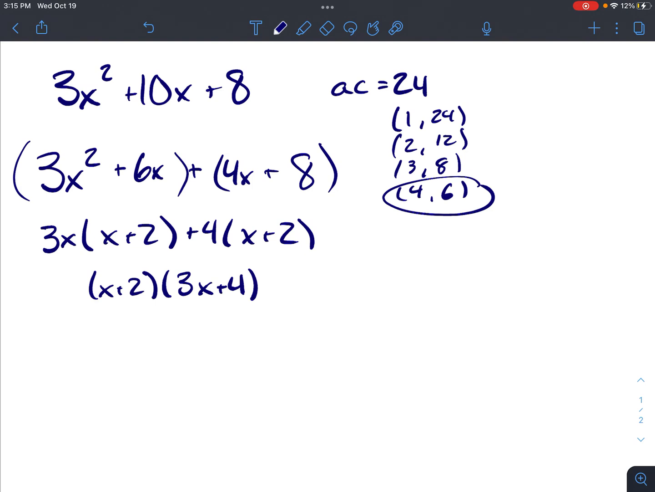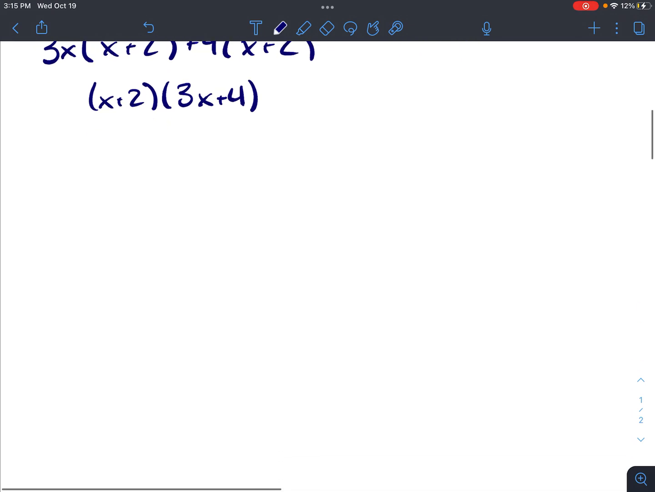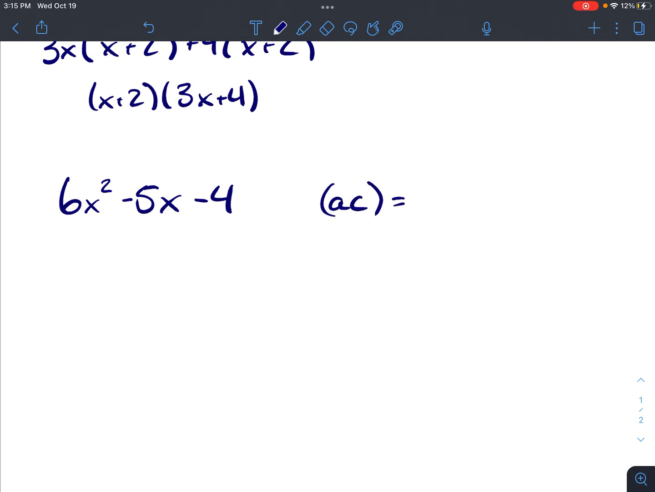We keep going. We're going to do 2 more examples. Now we're going to bring some negatives into play. So we're going to have 6x squared minus 5x minus 4. So what we're going to do is AC. So 6 times negative 4 equals negative 24. So the factors of negative 24 that add up to negative 5. So that is going to give us a negative 8 and positive 3.